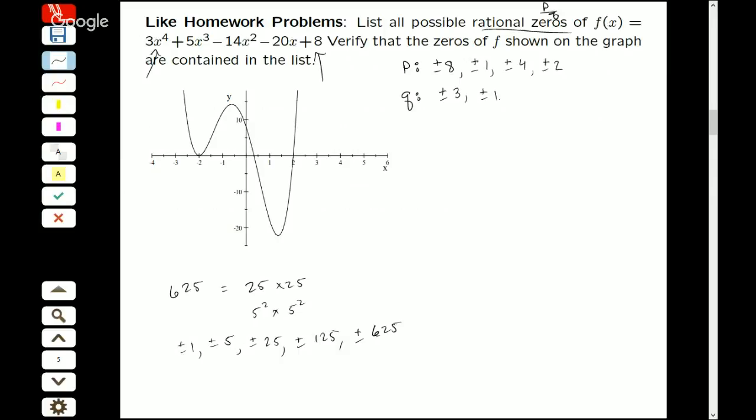So now let's write P over Q. So you're going to have plus or minus 8 over plus or minus 1, plus or minus 1 over plus or minus 1. And I'm pairing all the P's with the plus or minus 1, and then I'll get the plus or minus 3. Plus or minus 4 over plus or minus 1, plus or minus 2 over plus or minus 1, and then divide by the plus or minus 3.